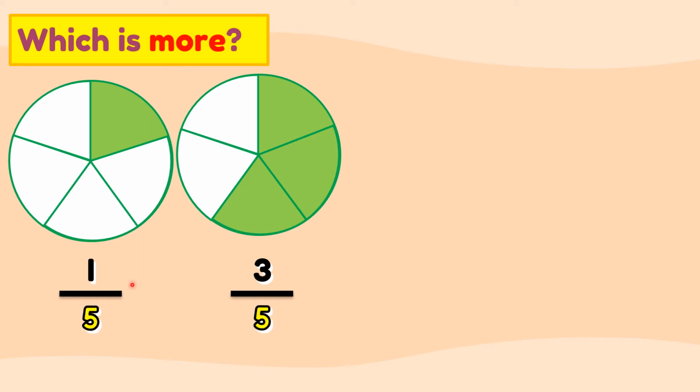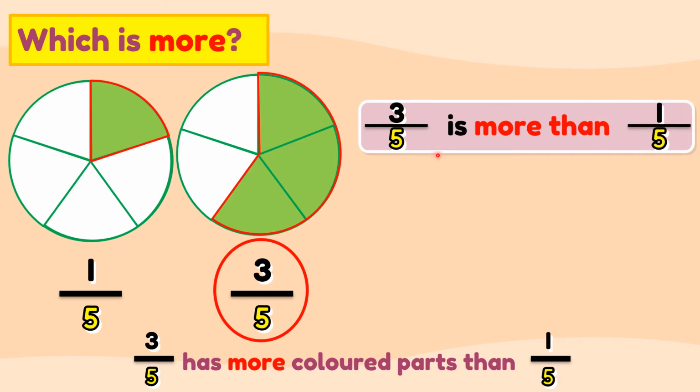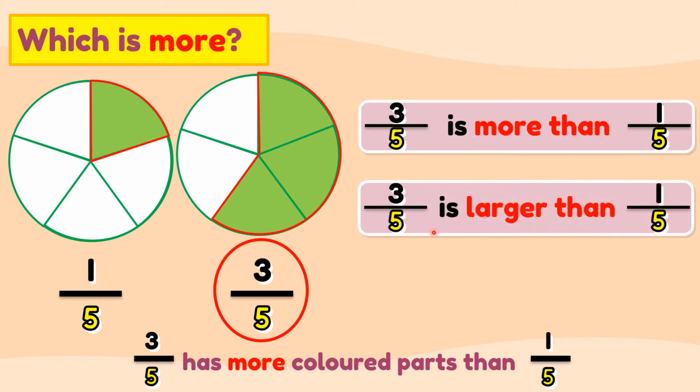Let's look at the colored parts. Which is larger or more colored parts? Yes, 3 over 5. 3 over 5 has more colored parts than 1 over 5. So, 3 over 5 is more than 1 over 5. Or we can say as 3 over 5 is larger than 1 over 5.